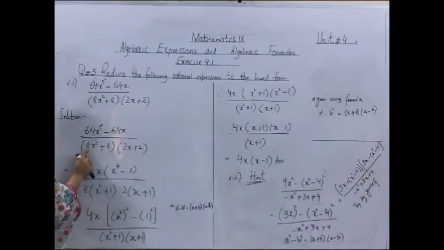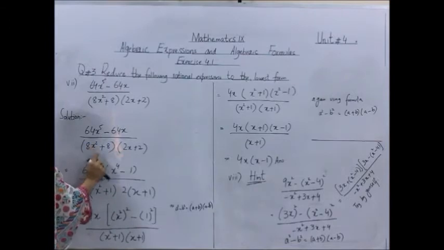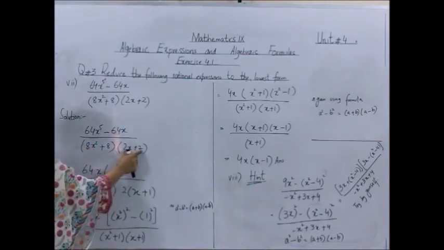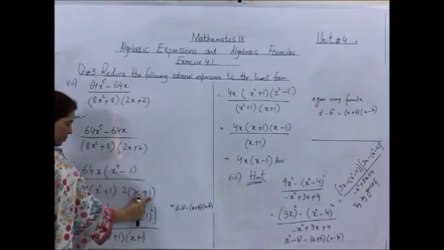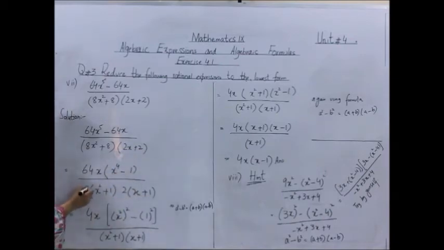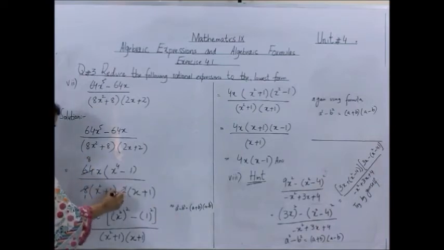Here, see, 8 is common, take 8 as common, you will be left with x²+1, and here take 2 as common and you will be left with x+1. This 8 ones are 8, 8 8s are 64, 2 ones are 2, 2 4s are 8.